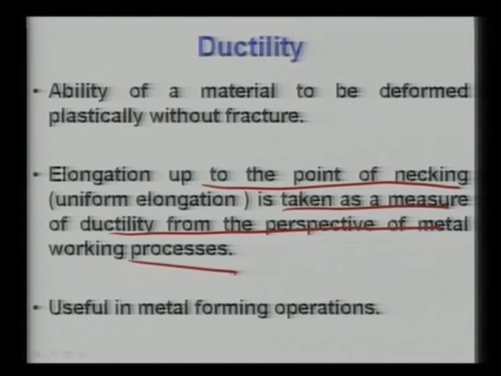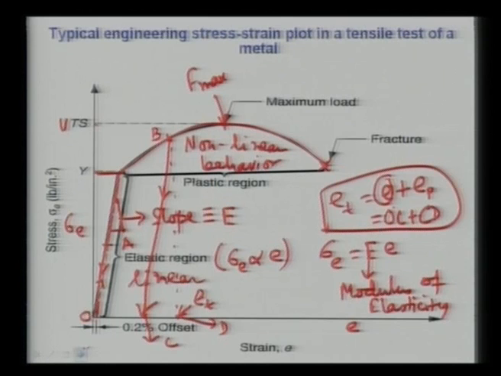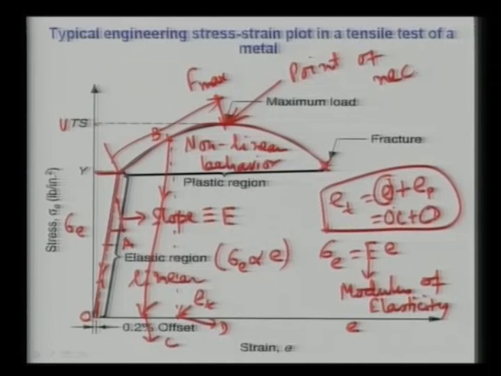of metal working processes. Now if you go back to this particular slide, you would be able to reconcile very clearly what is meant by ductility. What is the definition? It says that this region is the total strain up to the point of necking. So this is your point of necking here. So this is the start of the necking. So up to this point, the total strain that the material can experience is called the ductility property of a material.